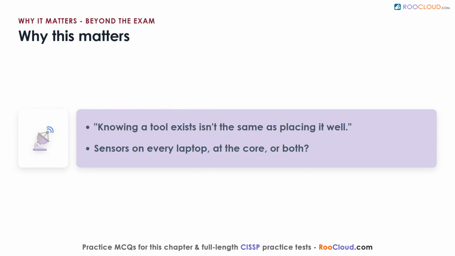Picture a financial services team deciding whether to put sensors on every laptop, at the network core, or both. Get the placement and response mode right, and you see attacks early and stop them cleanly. Get it wrong, and you either drown in noise or miss the intrusion entirely. On the job, these are the design calls that shape whether monitoring actually works.